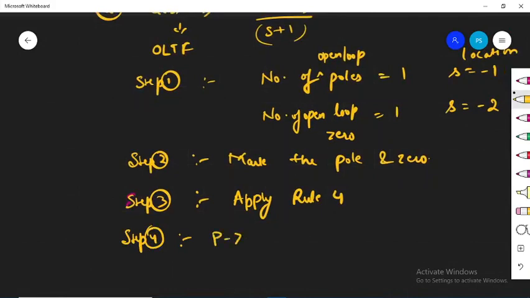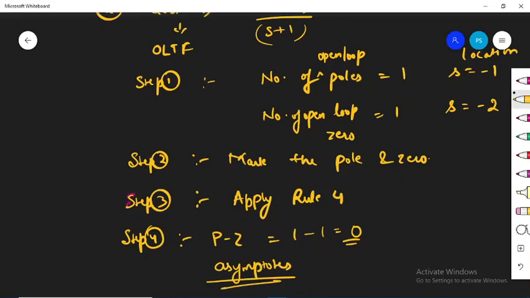Find the value of p minus z. Here the number of poles is 1, and the number of zeros is also 1. Hence p minus z is equal to 0, so there will be no asymptotes. Asymptotes won't be there in this system.